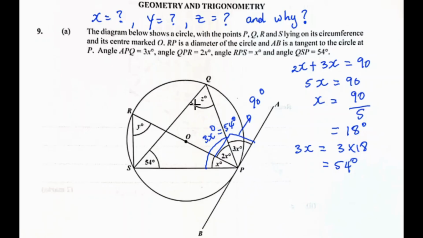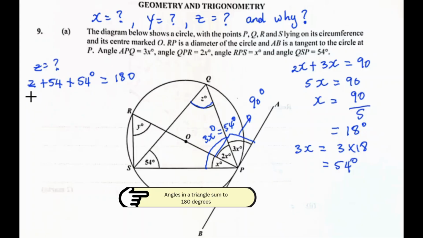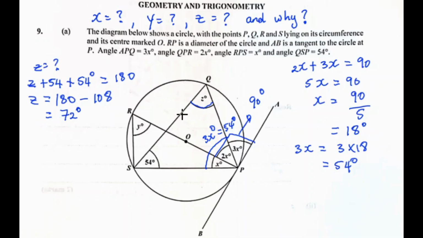So we could use another reasoning to get this angle Z at the top here, which is that all angles in a triangle must sum up to 180 degrees. Therefore Z, which is this angle on top here, plus 54 degrees plus 54 degrees must be equal to 180 degrees. So all we need to do is make Z the subject of the formula, saying Z is equal to 180 minus 54 plus 54, which would work out to be 108, and that gives me 72 degrees. So now we know Z is equal to 72 degrees. I am just going to write that in.